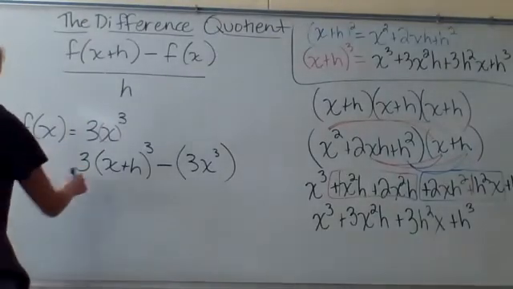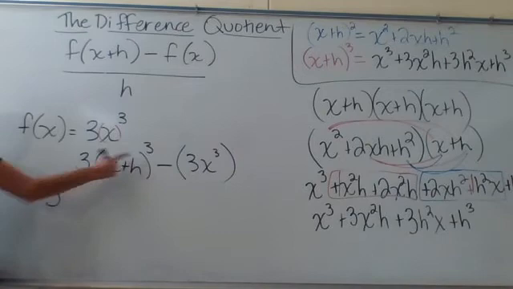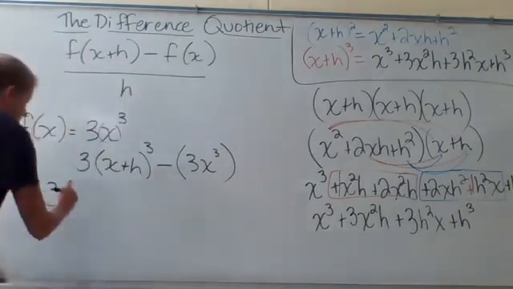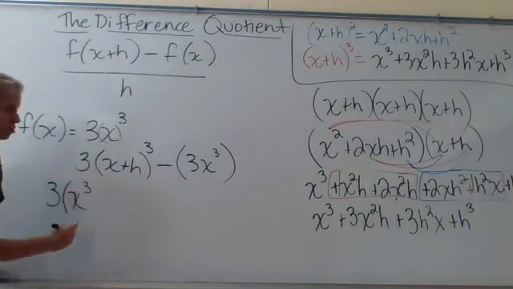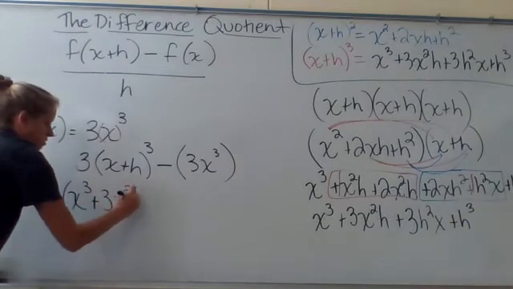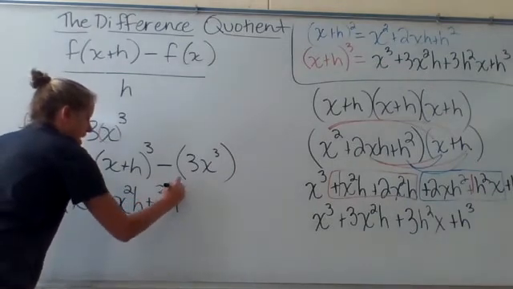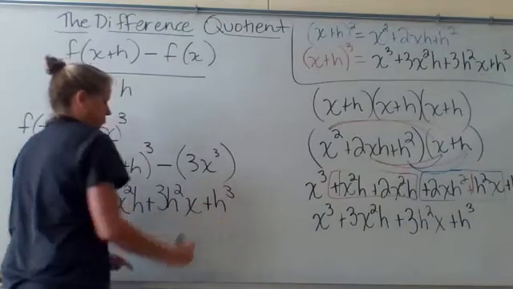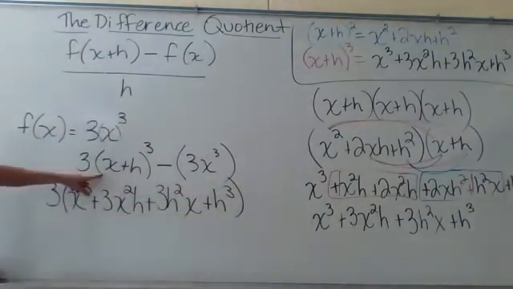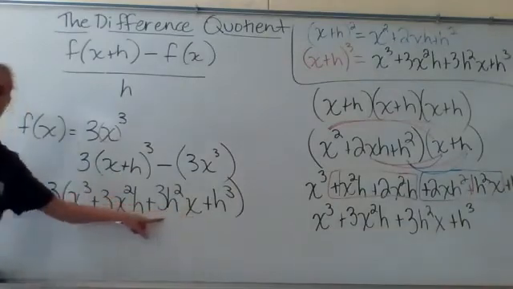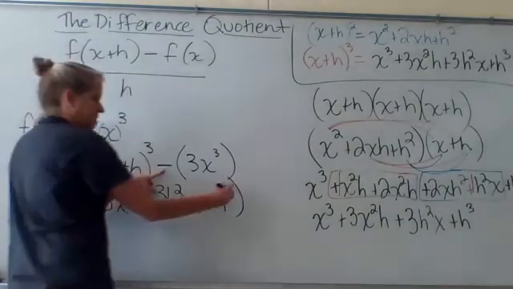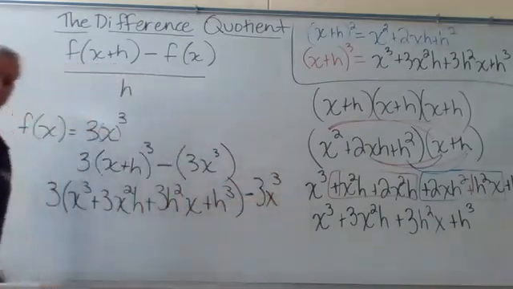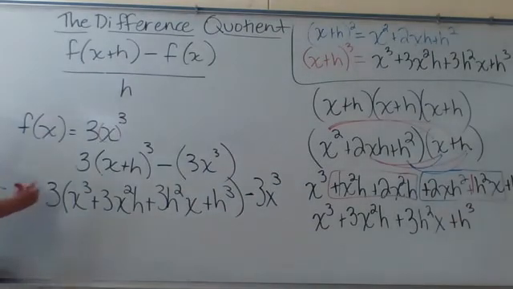Right? So I have 3. Then I have x plus h to the third power. What did I figure all that was? It is this. It is x to the third plus 3x squared h plus 3h squared x plus h to the third. Close your parentheses. So there's x plus h cubed, all that mess. Minus, just drop down that 3x cubed. Let's distribute our 3.